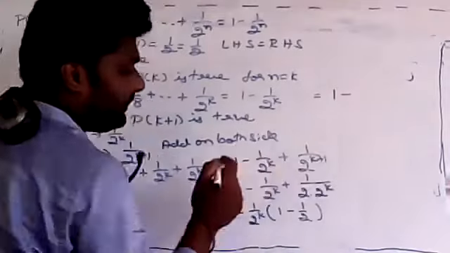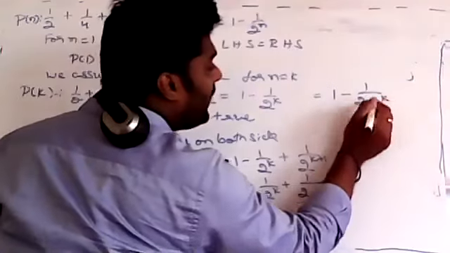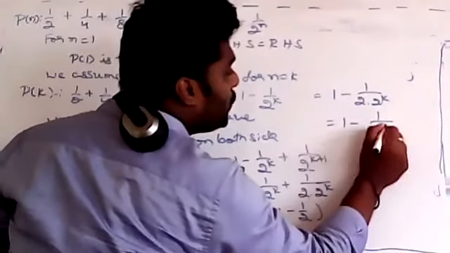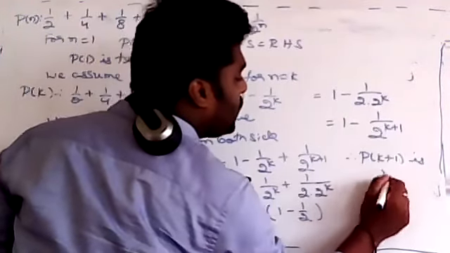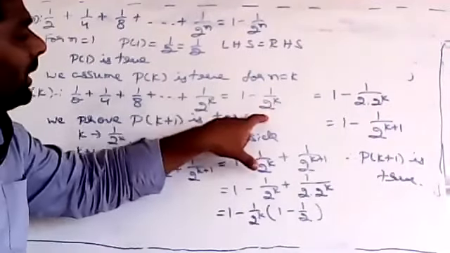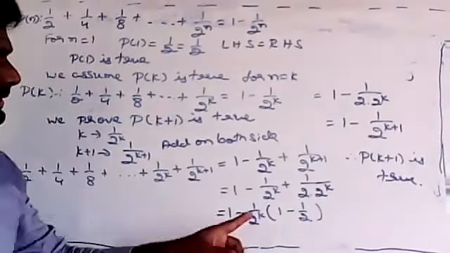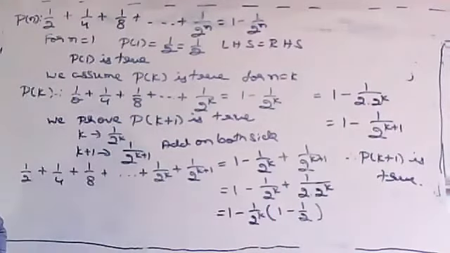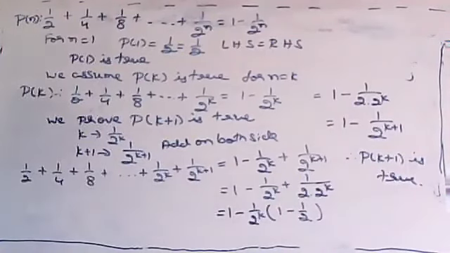So the answer is 1 minus 1/(2 into 2 to the power of k), that is nothing but 1 minus 1/2 to the power of k plus 1. Therefore, P of k plus 1 is true. You can check the answer here. 1 is there, minus 1 by, in the place of k plus 1 we want 2 to the power of k plus 1. So like this, you take 1/2 to the power of k as a common factor. Okay, got it? Clear? Any doubt? Okay, you have to mention this.